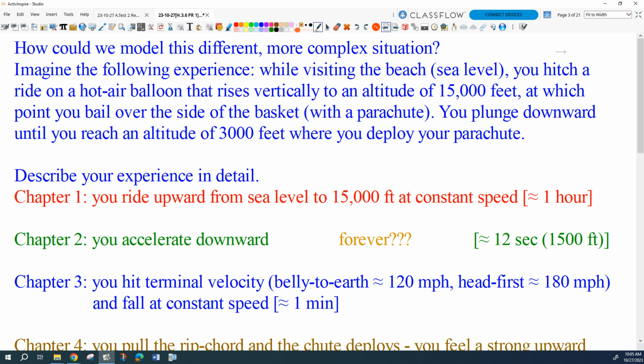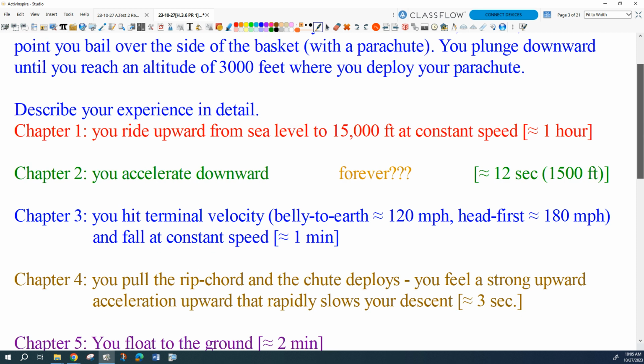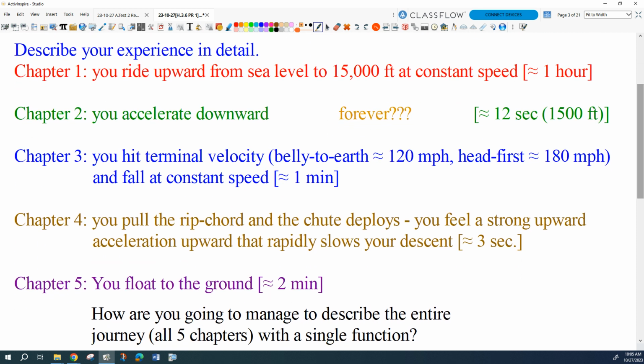What's determining here when we change from one chapter to the next? It could maybe be height. That's one way we could do it. What's another way? Time. Yeah, we could do time, right? We know how long we're doing each of these 3 parts, okay? The first chapter takes an hour, second chapter takes 12 seconds, third chapter takes a minute, and so on.